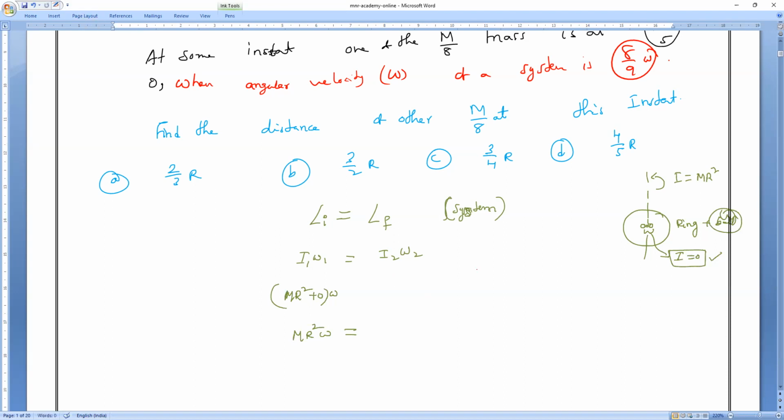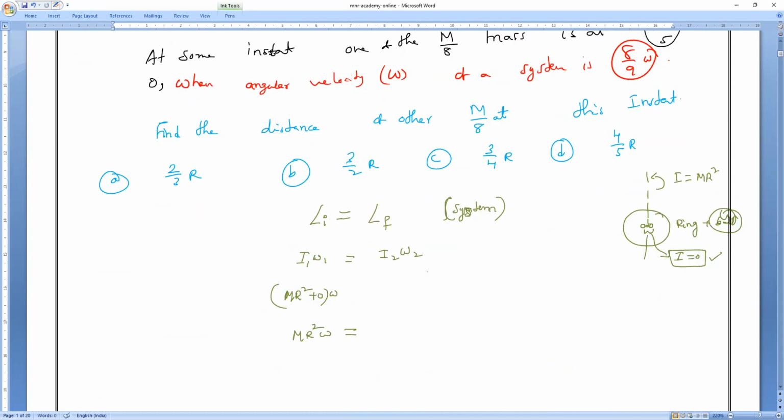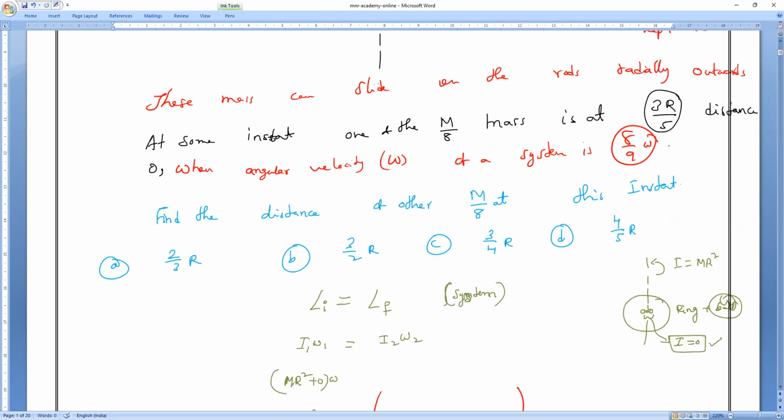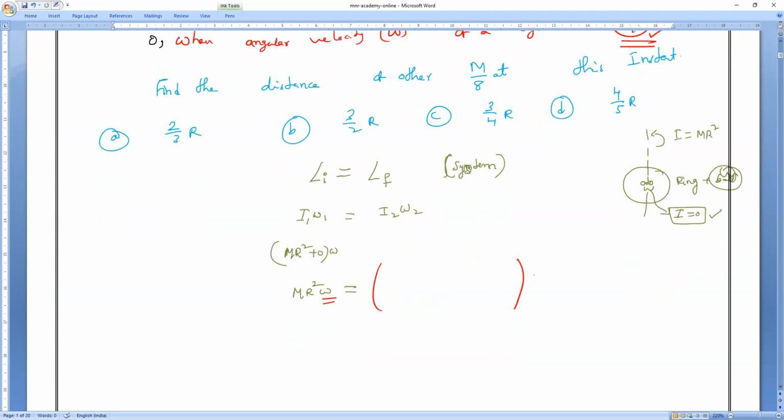Now, the final angular momentum. The masses have already traveled, so definitely everything has a momentum. Let us verify. Initially omega is the angular momentum. When the ball has traveled 3R by 5 distance, what is the angular momentum by that time? Everybody, final angular momentum. Respond here. How much is it? Rudreswa?